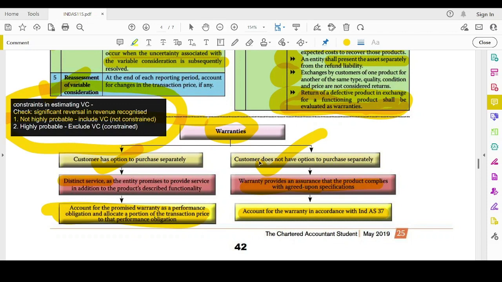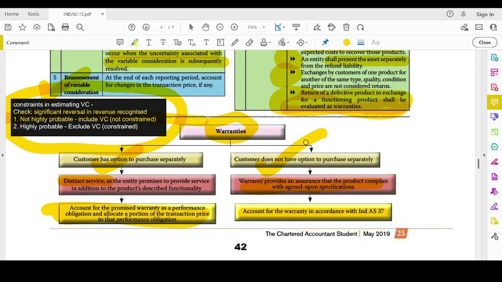Okay, if the customer does not have an option to purchase it separately, for example, an iPhone. I cannot purchase the warranty separately. I have to use that warranty which comes from the manufacturer. So that warranty provides an assurance that the product complies with the agreed-upon specification. Whatever specification the manufacturer has agreed to provide us with, that is the assurance. That is, warranty serves as an assurance. So it is similar.